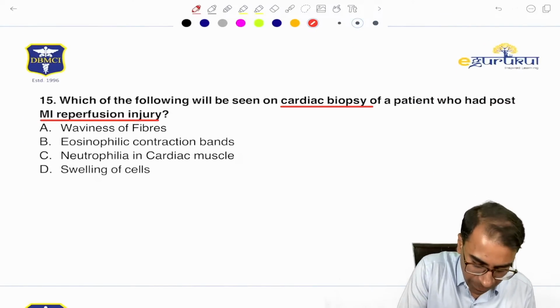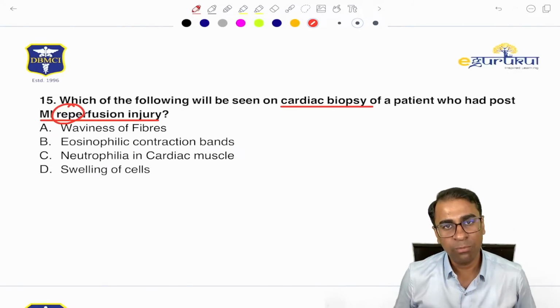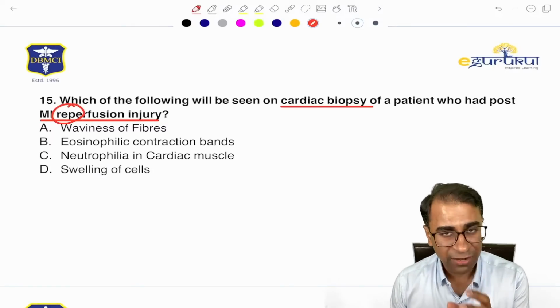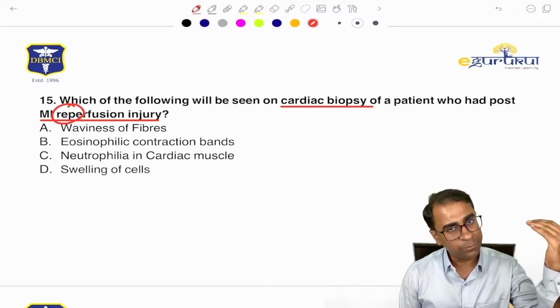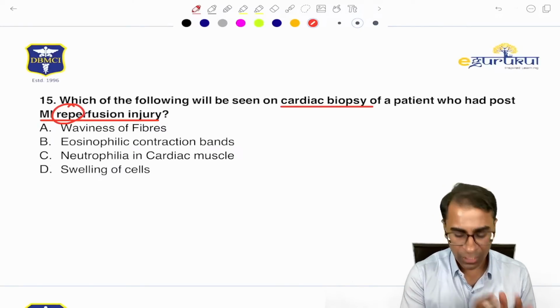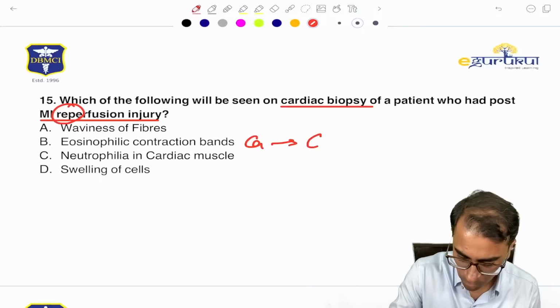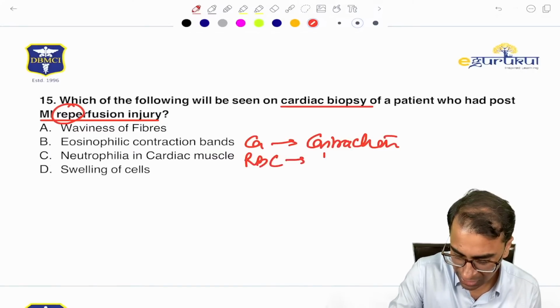The following is seen in cardiac biopsy of a patient who has MI reperfusion injury. The moment you get a reperfusion injury, it means the blood has moved back to the area. With blood, what goes is reactive oxygen species, and hence oxidative damage is the most common cause of that injury. Along with that, because RBCs move into that area, RBCs cause hemorrhagic myocardium. Two things are seen. One is contraction due to calcium. It causes contraction. Because of RBCs, it shows hemorrhage.